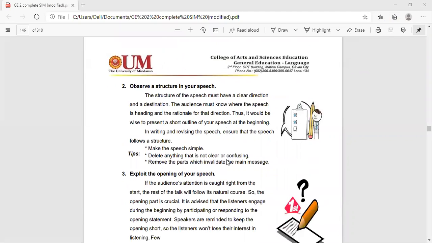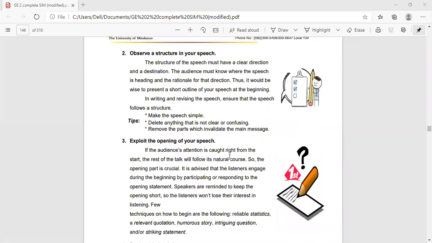Number two, observe a structure in your speech. The structure of the speech must have a clear direction and a destination. The one that will give a clear direction to your speech is the thesis statement, the most important point that you want to make. That is what you defend all throughout.